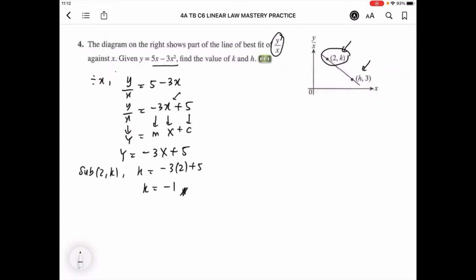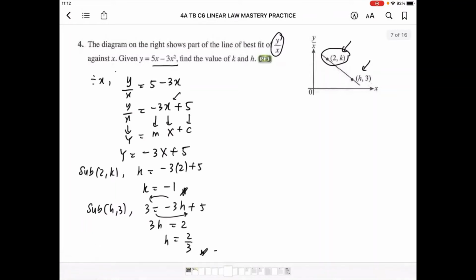And if you want to find h, you sub in h and 3. Your big Y is 3, your big X is h, so 3 equals 5 minus 3h. I bring this over, 5 minus 3 is 2, h is 2 over 3. Okay, so you should try a different approach. If the first approach cannot work, it's quite complicated, so if you use the same method like before, use a different approach. Okay, now let's move on.